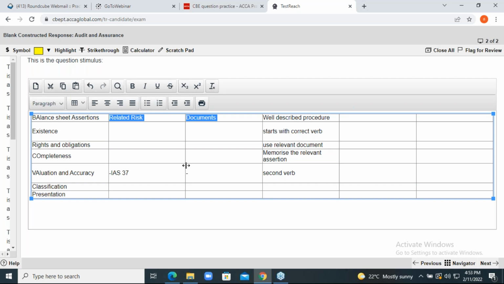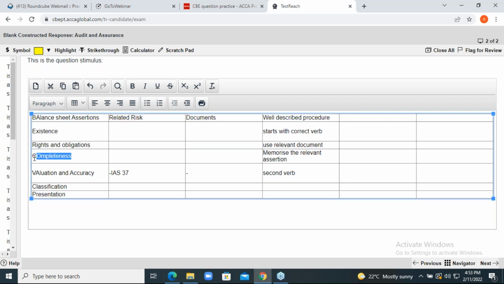So what you can do after reading them and starting memorization verbally or orally, start writing bank and cash procedures. Then repeat the process for non-current liabilities as well, by doing the same things, by converting the assertions, by linking with the related risk, and by memorizing the documents. Just try to make procedures by yourself, starting with existence. How can I confirm the existence? How can I confirm rights and obligations? How can I confirm the completeness?